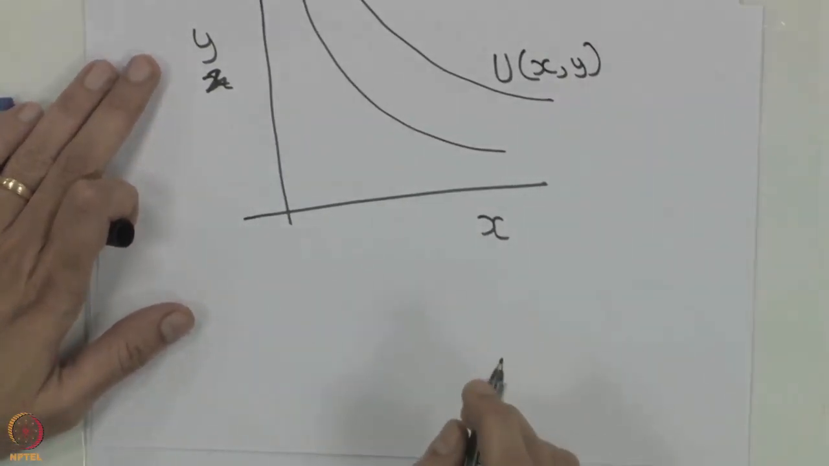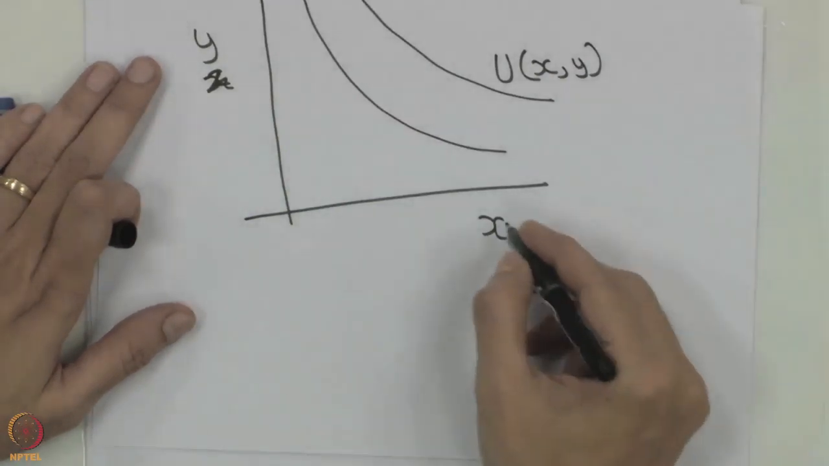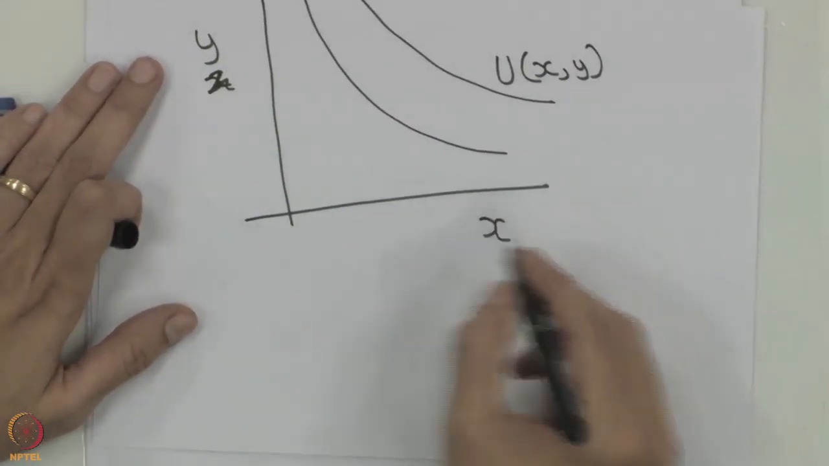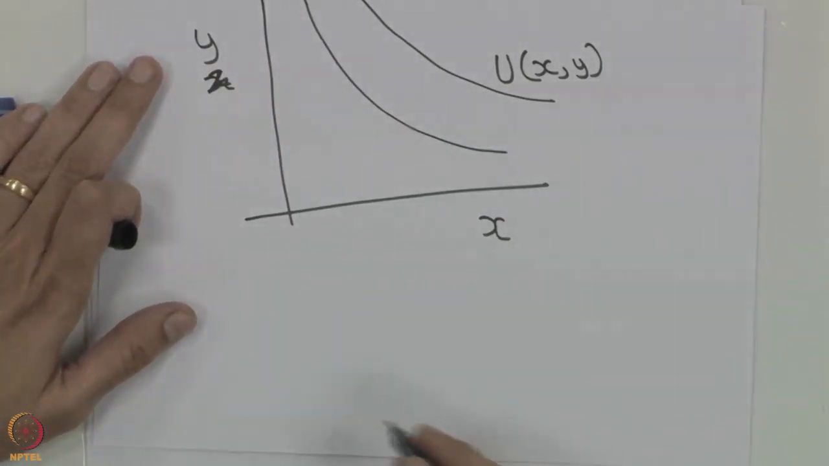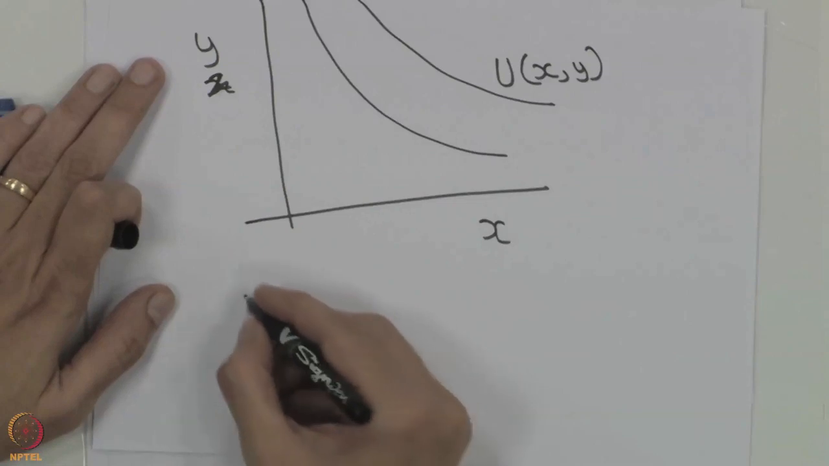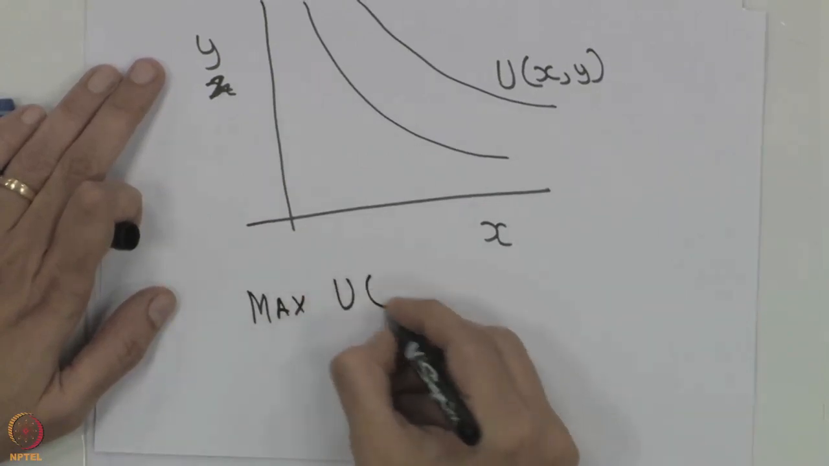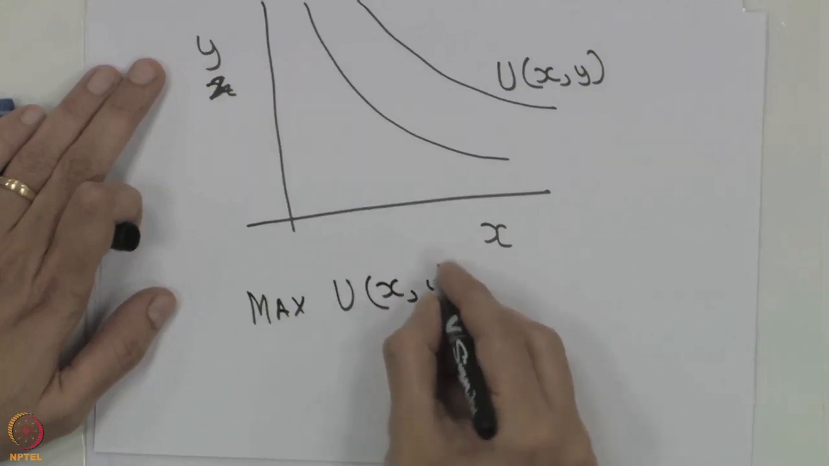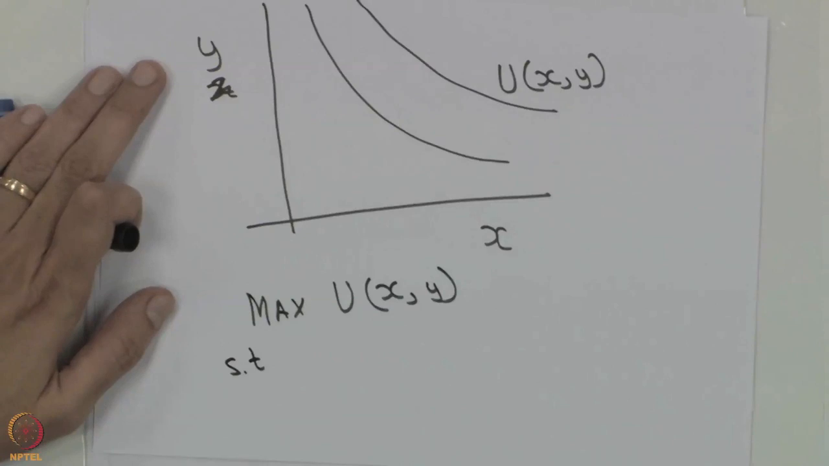We want that we have a fixed amount of resources, that means for x there is a price of x and there is a price of y, and there is a final budget that we have. So, we can say that we want to maximize the utility, maximize u as a function of x, y, subject to the total amount that we are willing to spend on both these goods.